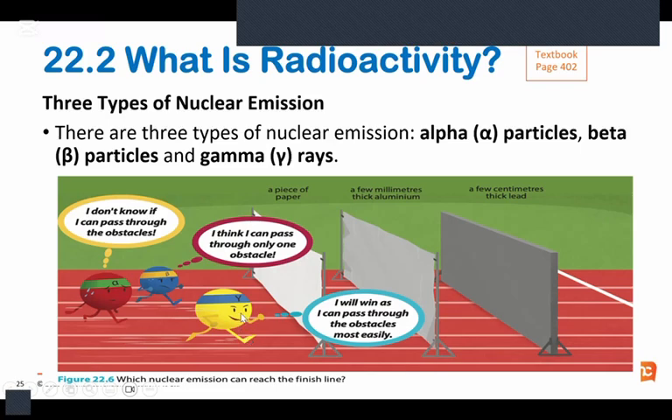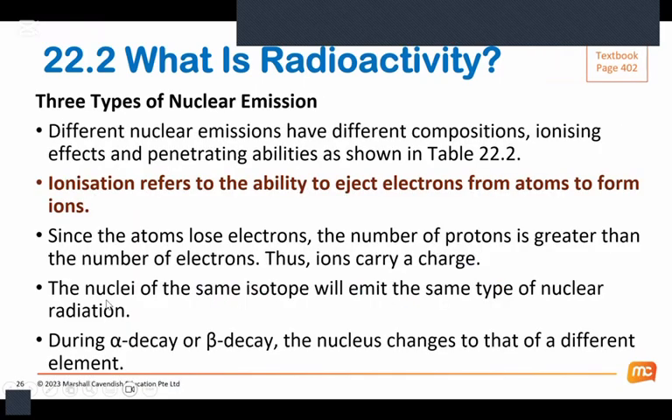And you can see that this one is very brave. I will win because I can pass through obstacles very easily. Means I can pass through many things. I'm very highly penetrative. This one can only pass through one, and then the alpha, I don't think I can pass through any. Okay, so we zoom into it.